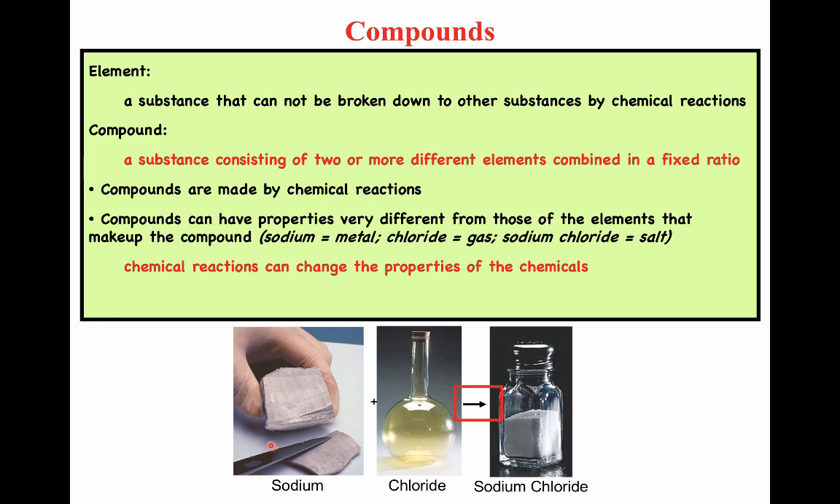So here's a simple chemical reaction where sodium and chloride are changed into sodium ions and chloride ions, which can then bind together through ionic bonds. And so sodium is a metal, chloride is a gas, and sodium chloride is actually table salt. So, we're putting this on our steaks or salads, and these are quite different. So chemical reactions change elements.